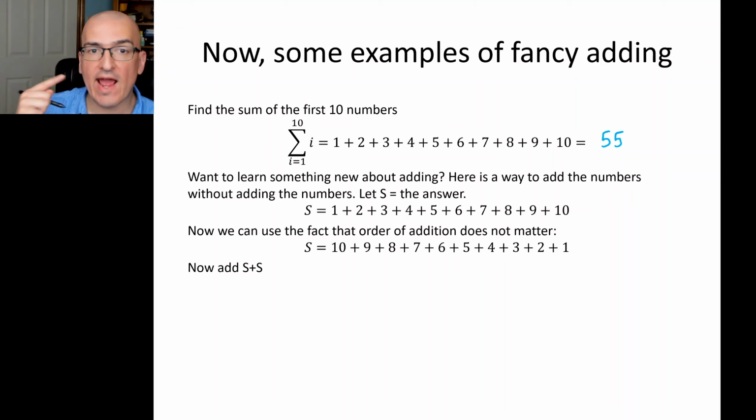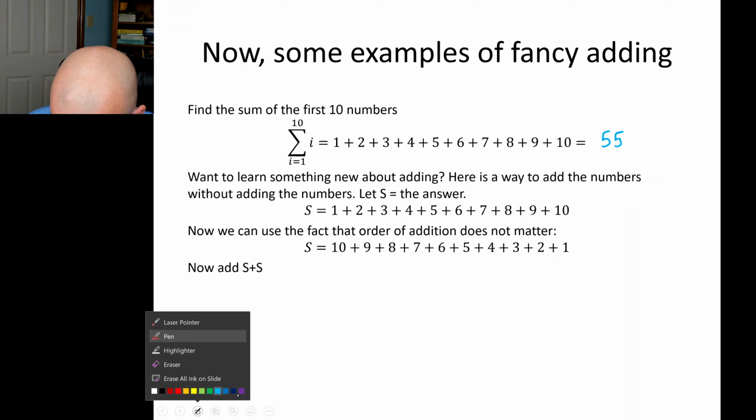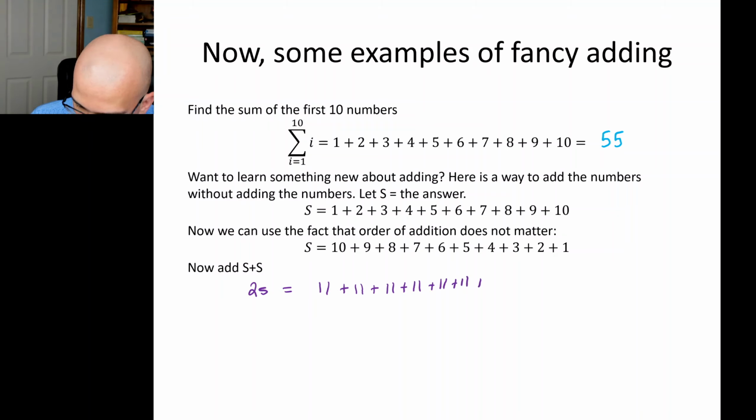Let's add S plus S together, like columns. So S plus S, we're going to have 2S is equal to, I got to make sure that looks like an S, not a 5. 2S is equal to: look at the first column, 1 plus 10, 11, plus 2 plus 9, 11, 3 plus 8, 11, 11, 11, and so on, all 11s.